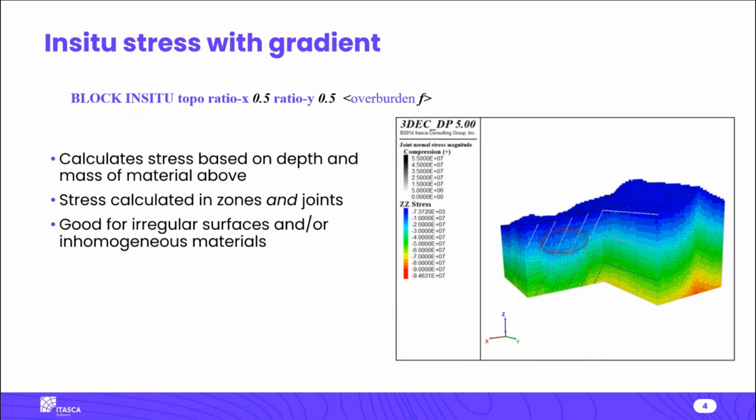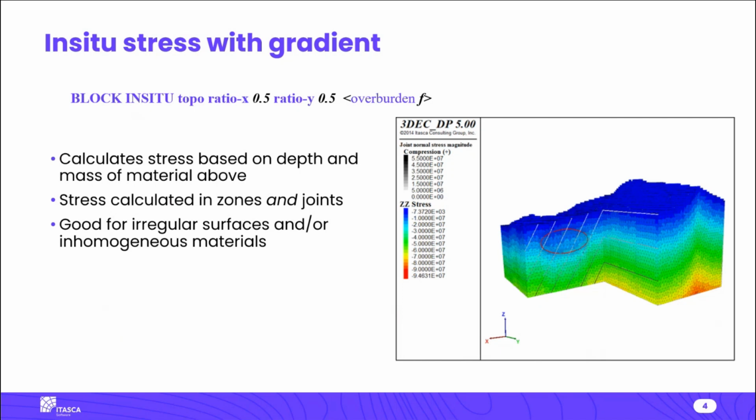Note that this command applies stresses to both the zones and the joints. We haven't talked about joints yet, but in general, you want to have stresses in the joints and the zones due to gravity when you specify the in situ stress, and this command will set them both. So you can see how this works on the right-hand plot.